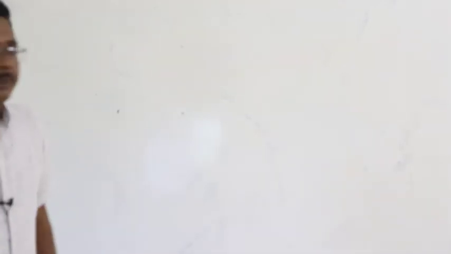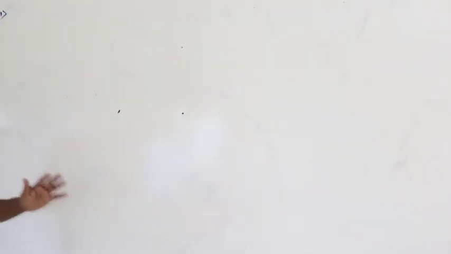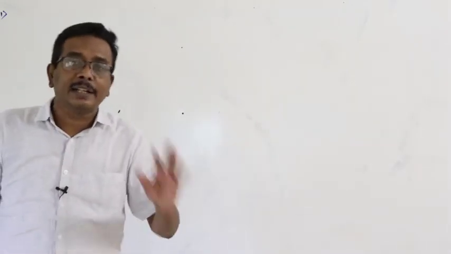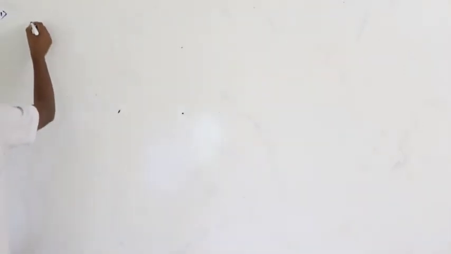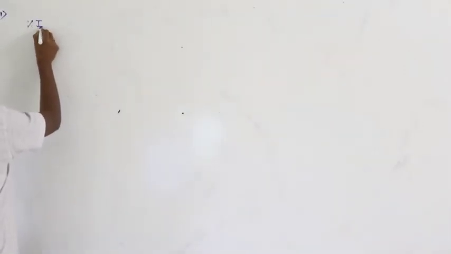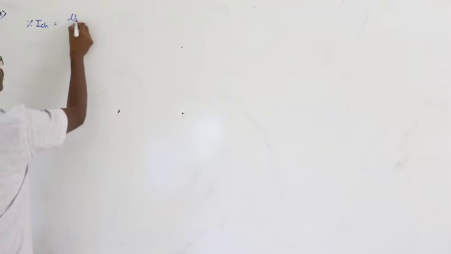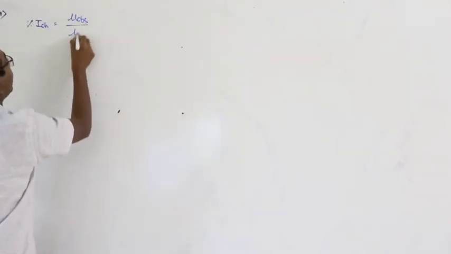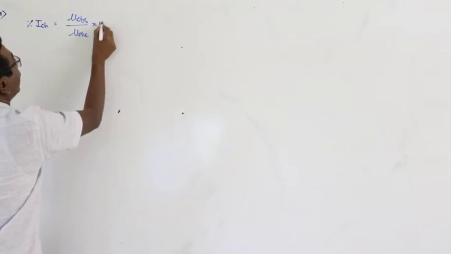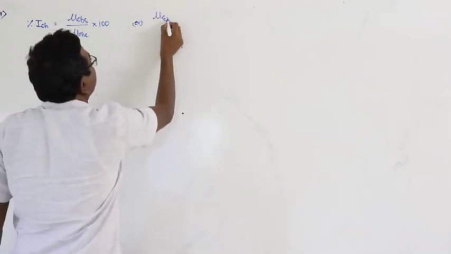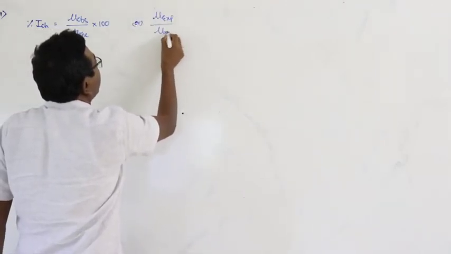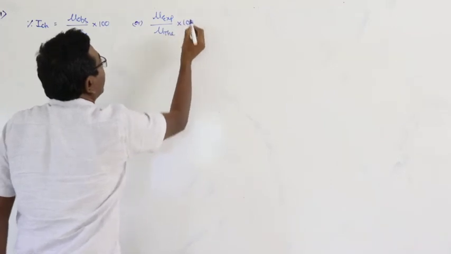What about the first one? Look at the first point. Dipole moment is used to calculate the percentage of ionic character. Okay, but how can you calculate the percentage? Here, percentage of ionic character is equal to mu observed by mu theoretical into 100. Here, mu observed is also expressed in some textbooks as mu experimental by mu theoretical into 100.